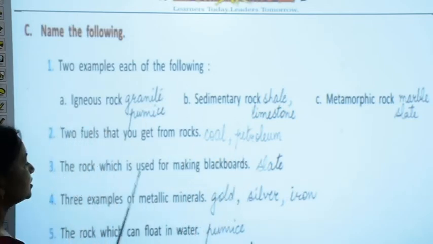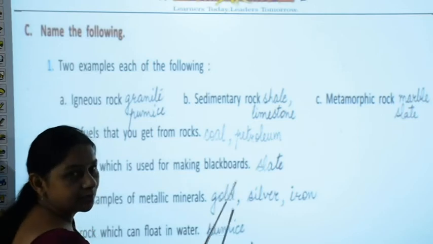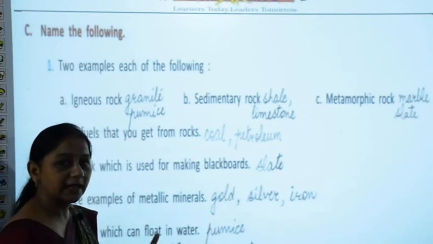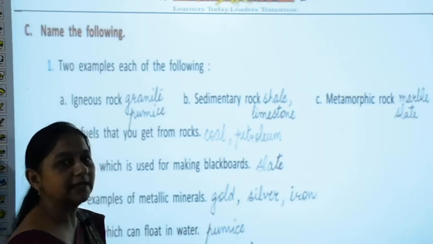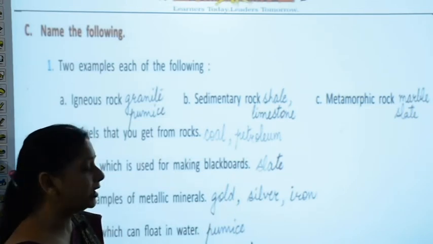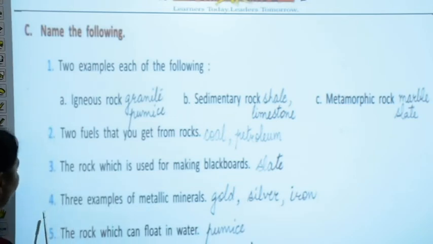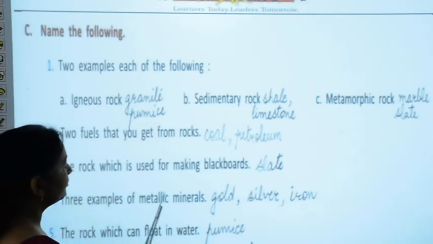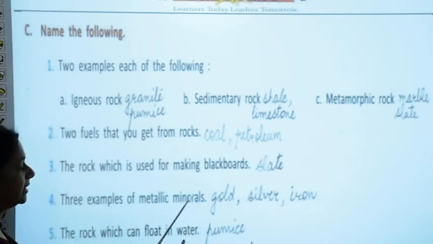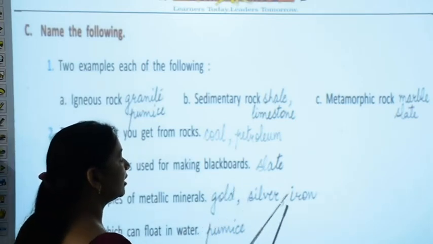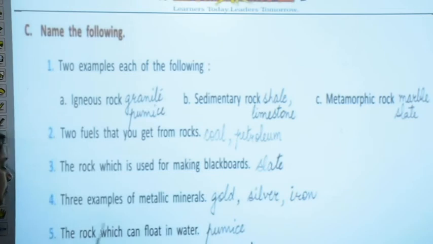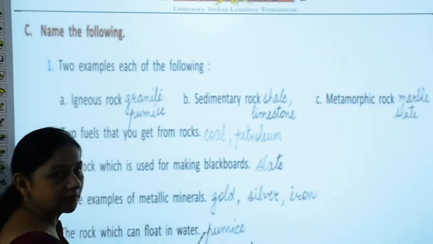The rock which is used for making blackboards, as I told you when we discussed slate, is slate. It is used to make blackboards and handheld writing boards. Fourth one, three examples of metallic minerals. The examples of metallic minerals are gold, silver, iron. The rock which can float on water.